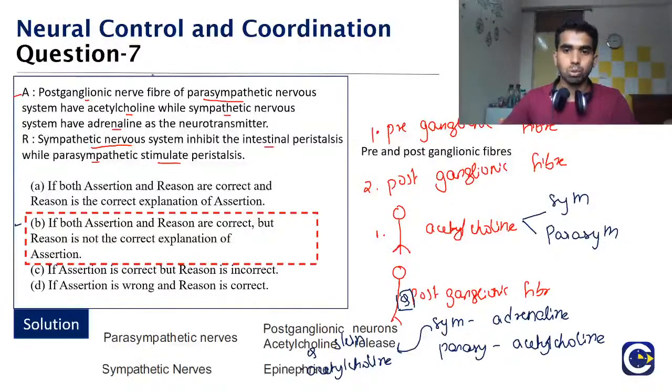The assertion is absolutely true, and you all know that the sympathetic nervous system stops the intestinal peristalsis, and hence it is the inhibitor of the intestinal peristalsis, whereas the parasympathetic movement helps in the digestion, and that is why it will stimulate the peristalsis. So the correct answer is option B.